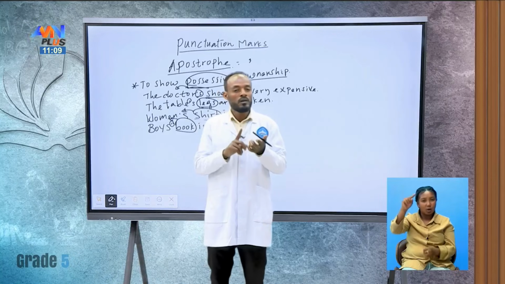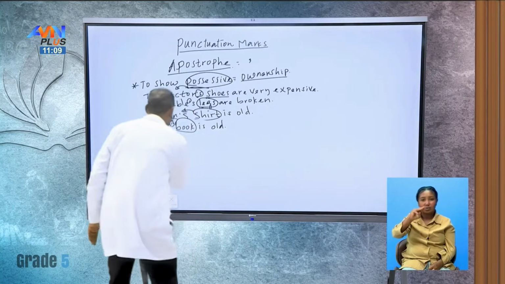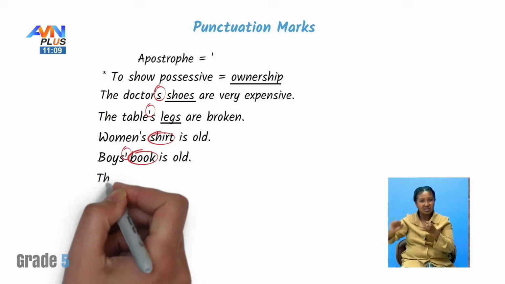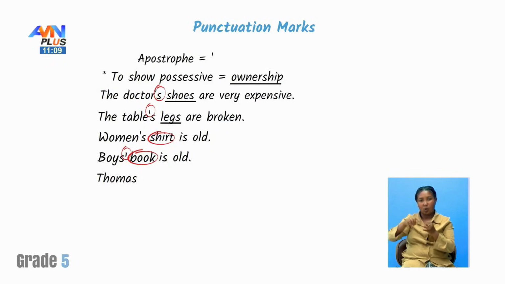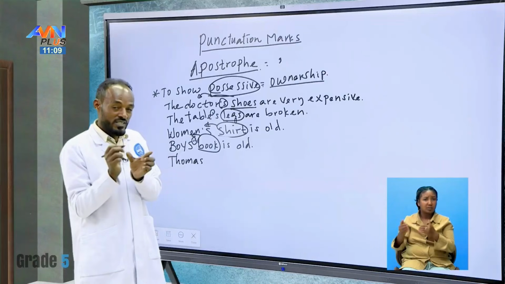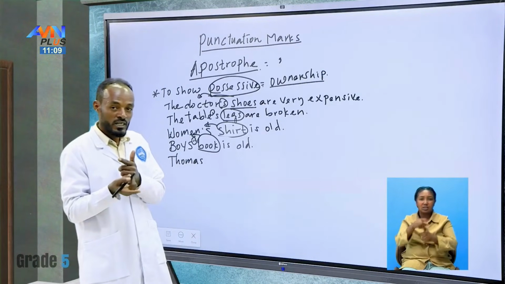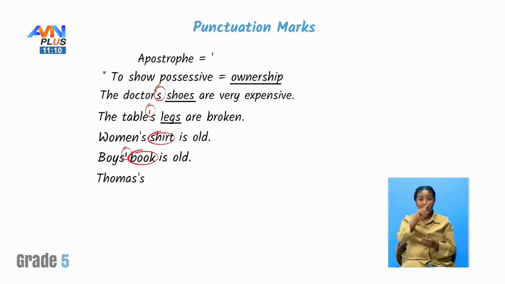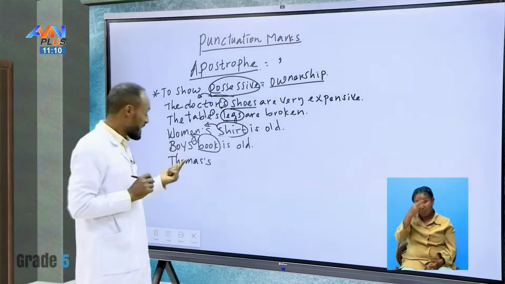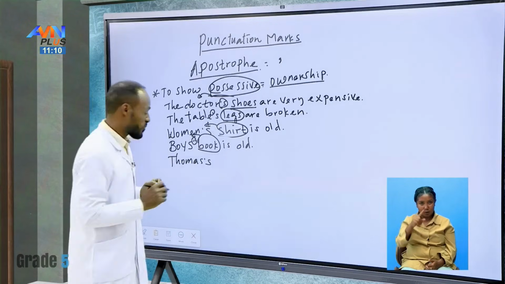And another one: what if a noun just ends in S, just like the names Thomas, Shimelis, and someone else? What could we do? For example, Thomas ends in S. Can we simply add an apostrophe here? Yes, we have to add apostrophe S because Thomas is one person. Is it clear? Bear in mind.